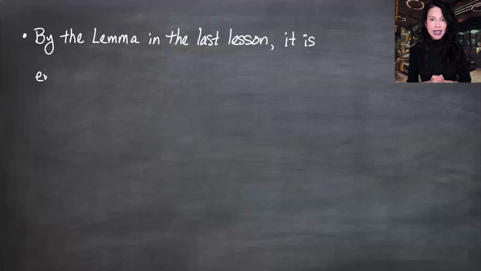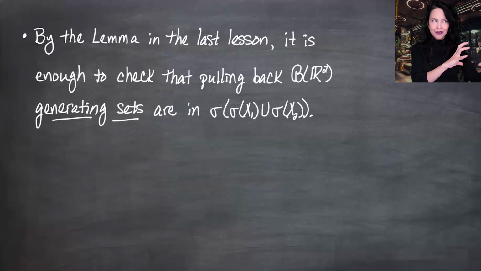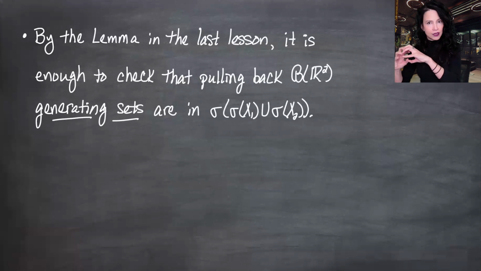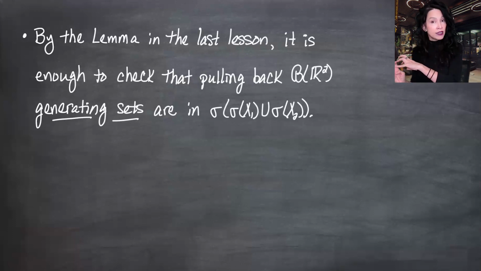By the lemma in the last lesson, it is enough for us not to pull back every 2-dimensional Borel set, but to only pull back sets over here that generate 2-dimensional Borel sets. Remember, we had a lemma that said, if you have a sigma field over here that's generated by some collection, and if you pull back the collection and you get something in the sigma field here, then necessarily anything from the generated sigma field will also be in the sigma field here. In other words, again, I don't need to pull back 2-dimensional Borel sets. I can pull back generating sets, and we have many ways to generate 2-dimensional Borel sets.